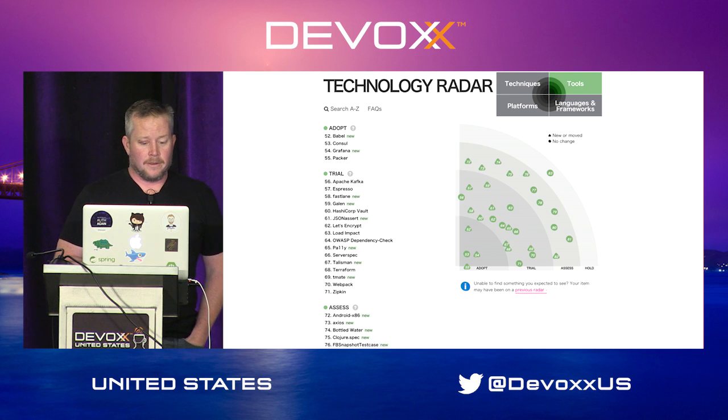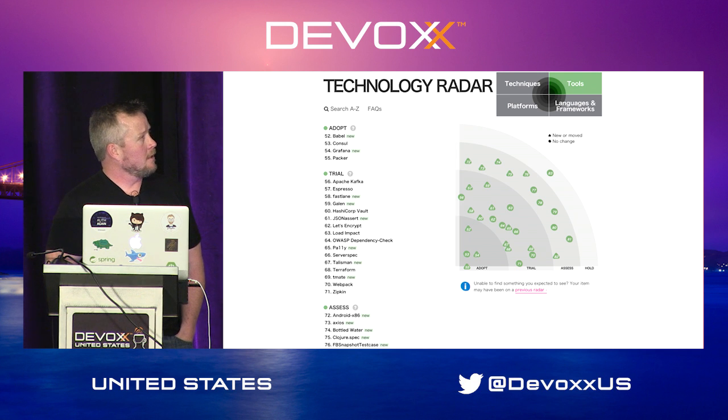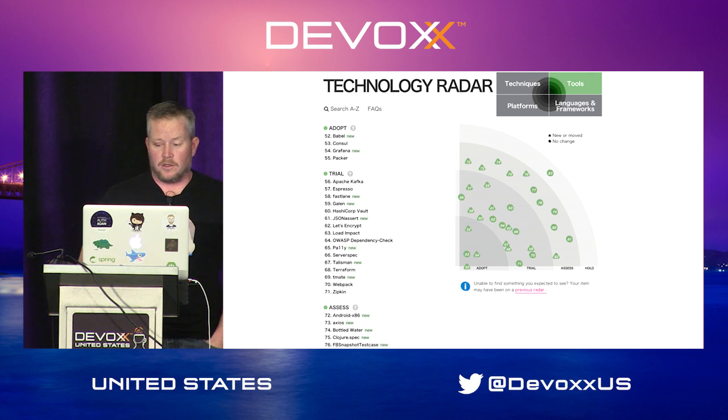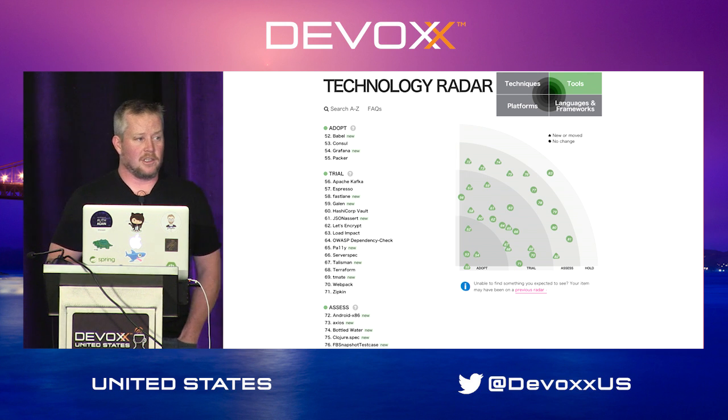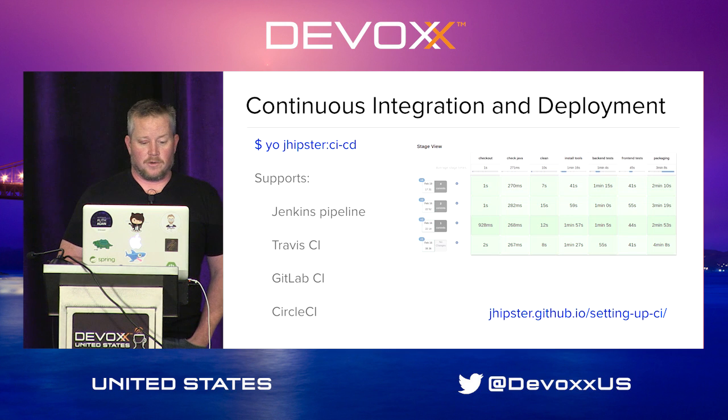And then tools, Consul is up here. And what's the other one? Kafka. Let's Encrypt, obviously any web framework will support that. And then Webpack is also right down here in trial. We support all those, so not too bad. JHipster's using a lot of technologies on the radar.